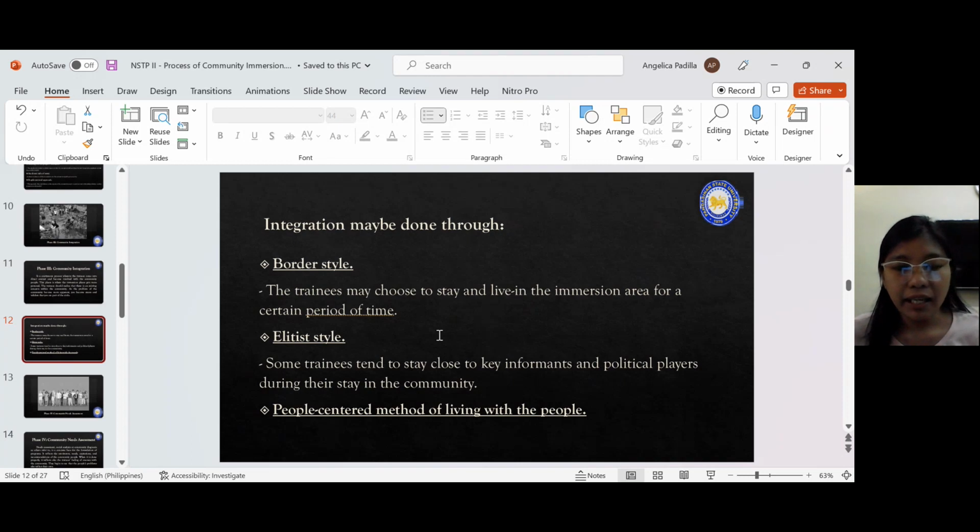Okay, elitist style, some trainees tend to stay close to key informants and political players during their stay in the community. Ayan, pero hindi nga tayo mag-stay doon. Elitist style, sabihin kasama mo yung mga community leaders natin. Maaaring doon mismo sa barangay halls, kay barangay captain o sa bahay ni barangay captain, pero hindi naman natin gagawin. And then people-centered method of living with the people or kaya naman live with the residents na hindi nga natin gagawin na kasi 1 day lang talaga yung ating community immersion. Okay?